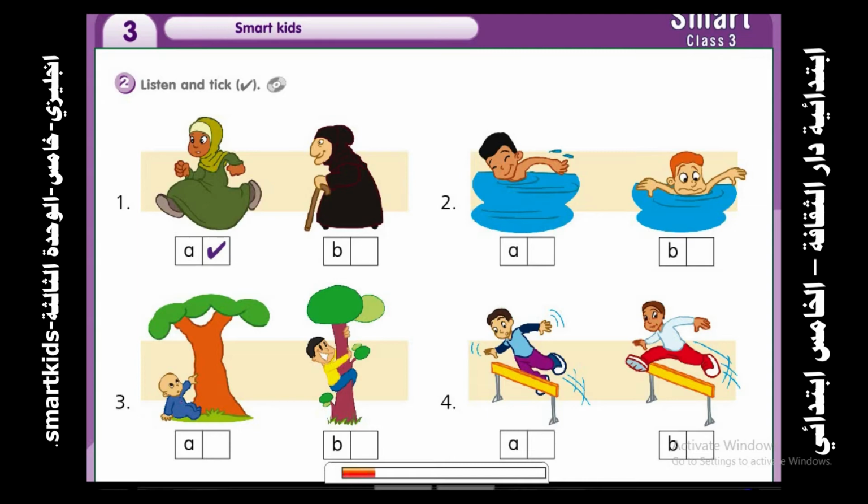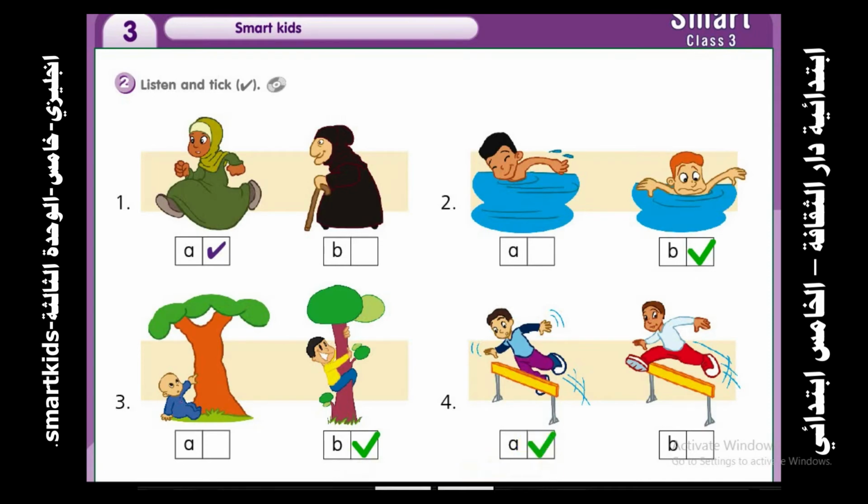One. Can you run? Yes, I can. I can run. Two. Can you swim? No, I can't. I can't swim. Three. Can you climb a tree? Yes, I can. I can climb a tree. Four. Can you jump? No, I can't. I can't jump.